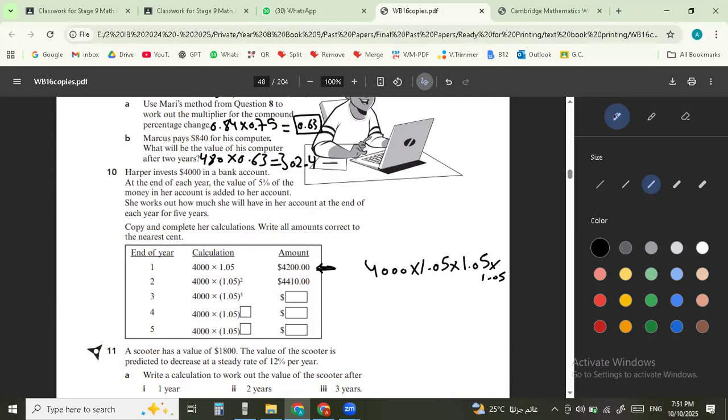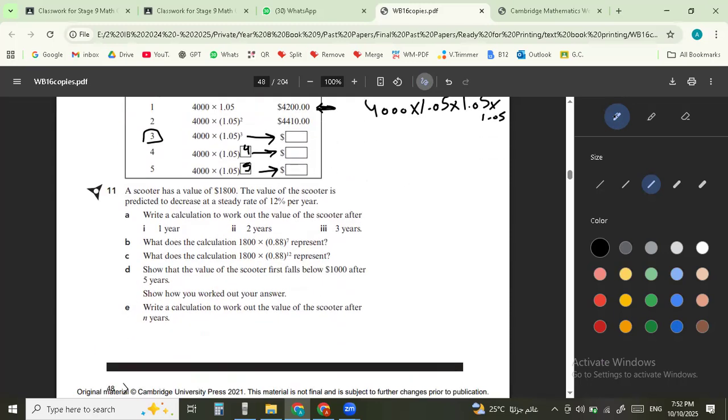Exactly. So after the third year, it is 4,000. The percentage increase or the multiplier is 1.05 each year. So after 3 years, it's going to be times 1.05 to the power of 3. After the fourth year it's going to be 4,000 times 1.05 to the power of 4. After the fifth year it's going to be 4,000 times 1.05 to the power of 5. You can use the calculator to find the answers to these questions.